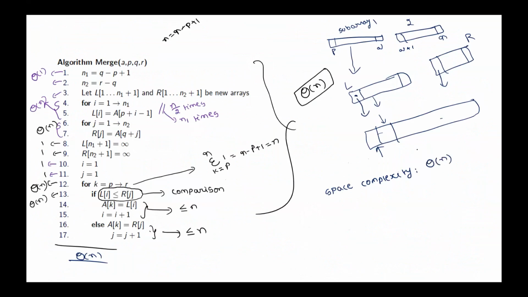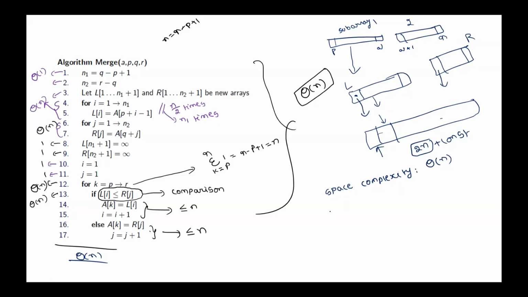What is the total? Actually, it is 2n plus some constant. Why additionally n? This L array is n by 2 and the R array is roughly n by 2, so overall it is n. Is that correct? 2n plus some constant, that is theta of n.